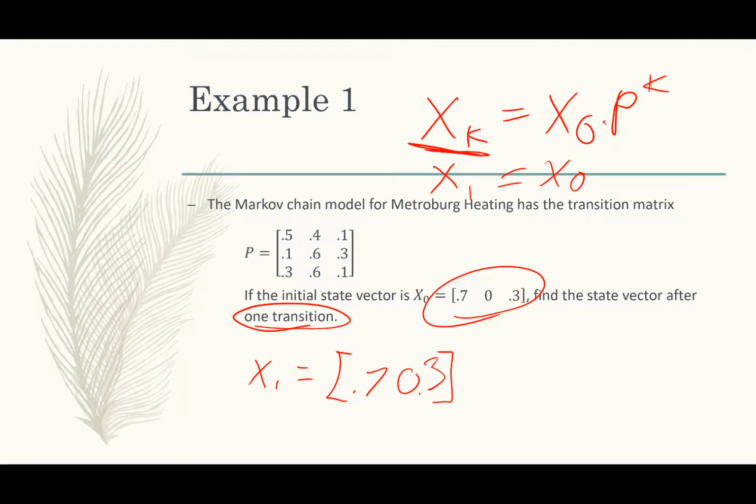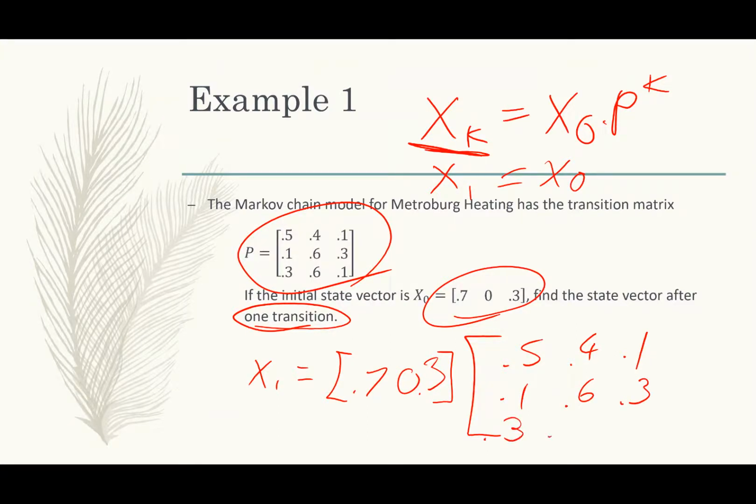times p to the k power. Now, p is my transition matrix. I already have that transition matrix here: 0.5, 0.4, 0.1, 0.1, 0.6, 0.3, 0.3, 0.6, 0.1, to the k power. So remember, we're talking about one transition, so this to the 1st power. And it's as simple as just typing this into our calculator and getting our answer, and then let's explain the answer once we've done that.